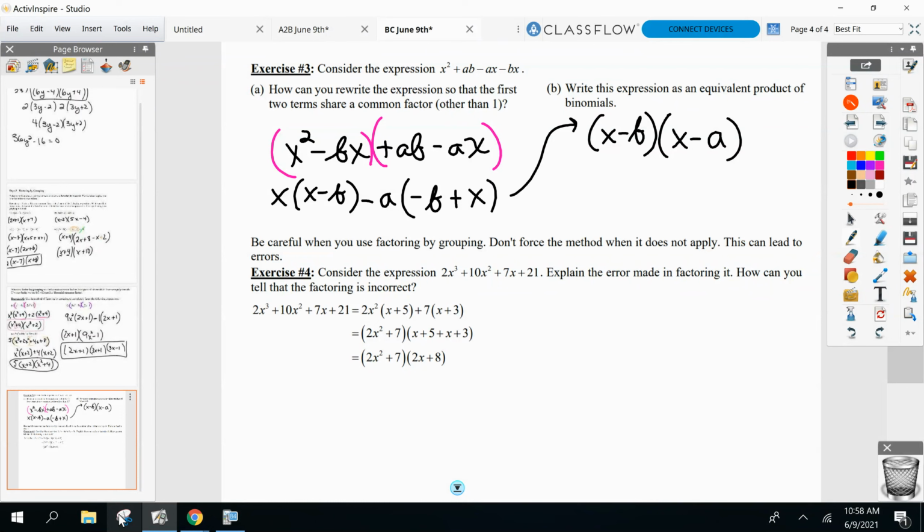All right, so let's talk. Where did the mistake happen? Well, let me start from the beginning. They grouped, right? They took a 2x squared out and got x plus 5. That's fine. They took a 7 out and got x plus 3. No issues. Anybody see the problem, though?